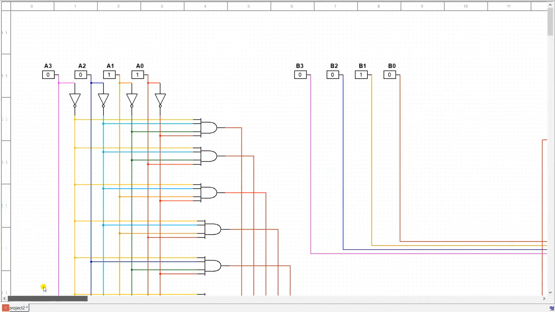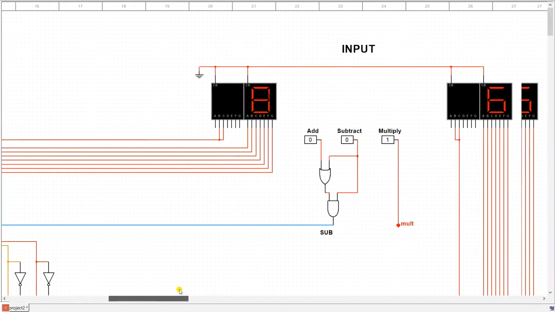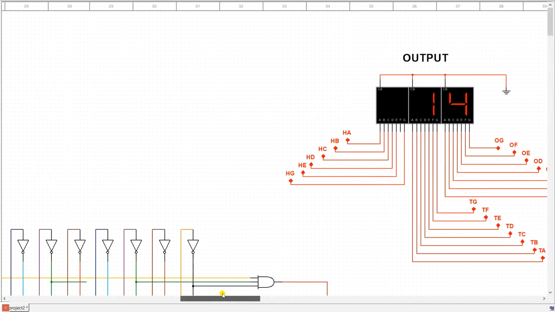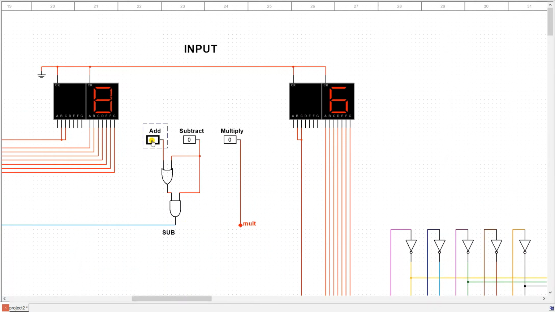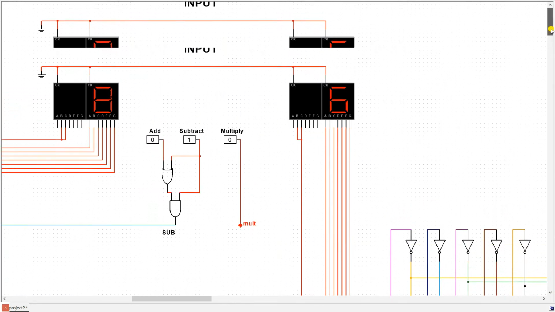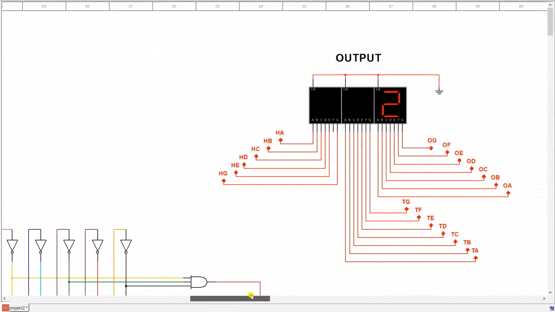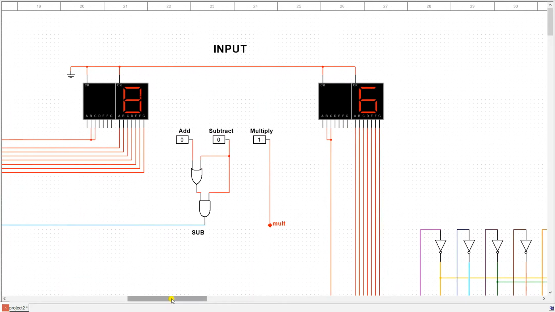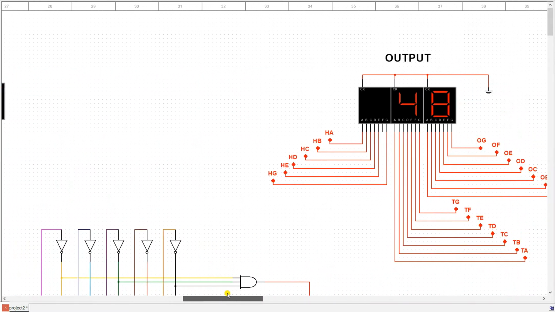For the next set of numbers, we put 1000 and 0110. The decoded input is 8 and 6. If you add the numbers, we should get 14. If you subtract, you have 2. If you multiply it, 8 times 6, the answer is 48.